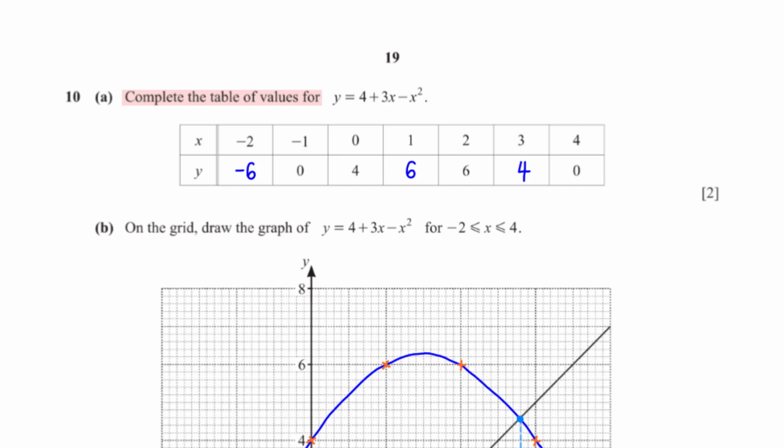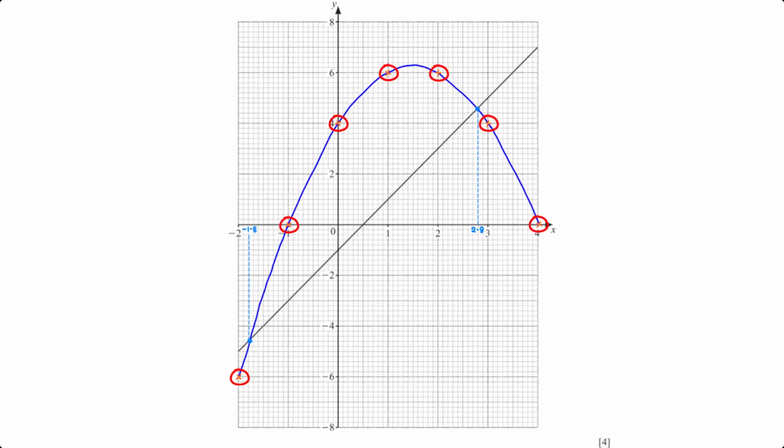Complete the table of values for y equals 4 plus 3x minus x squared. When we plug in x equals -2 into the equation, we have y equals -6. For x equals 1, we get y equals 6. And for x equals 3, we have y equals 4. On the grid, draw the graph of y equals 4 plus 3x minus x squared for x greater than or equal to -2 and less than or equal to 4. So on the grid, we plot all the points in the table and connect the points with a smooth line.